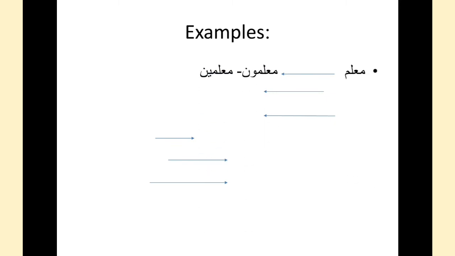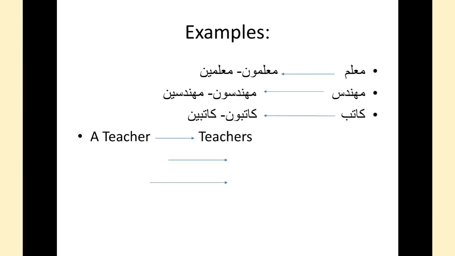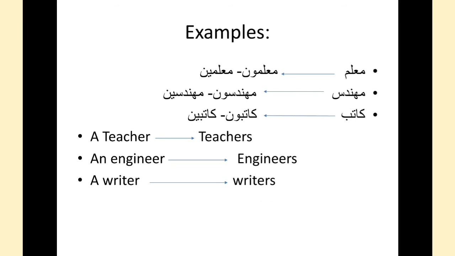معلم, the plural is معلمون or معلمين. مهندس, the plural is مهندسون or مهندسين. There is a rule for adding واو ونون and ياء ونون, but we won't talk about them in this video. كاتب, the plural is كاتبون or كاتبين. So معلم means in Arabic a teacher, the plural is teachers. مهندس means an engineer, the plural is engineers. كاتب means a writer, the plural is writers.